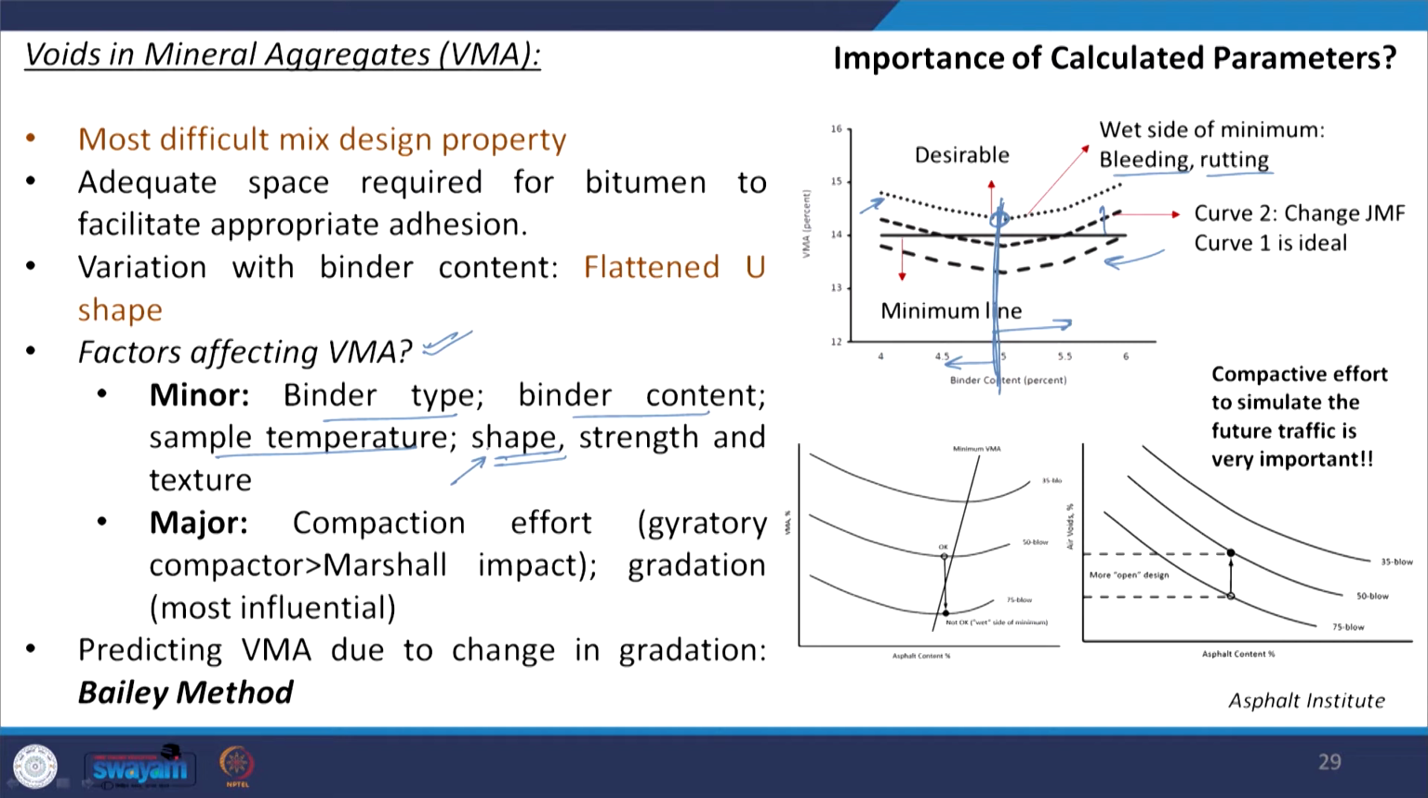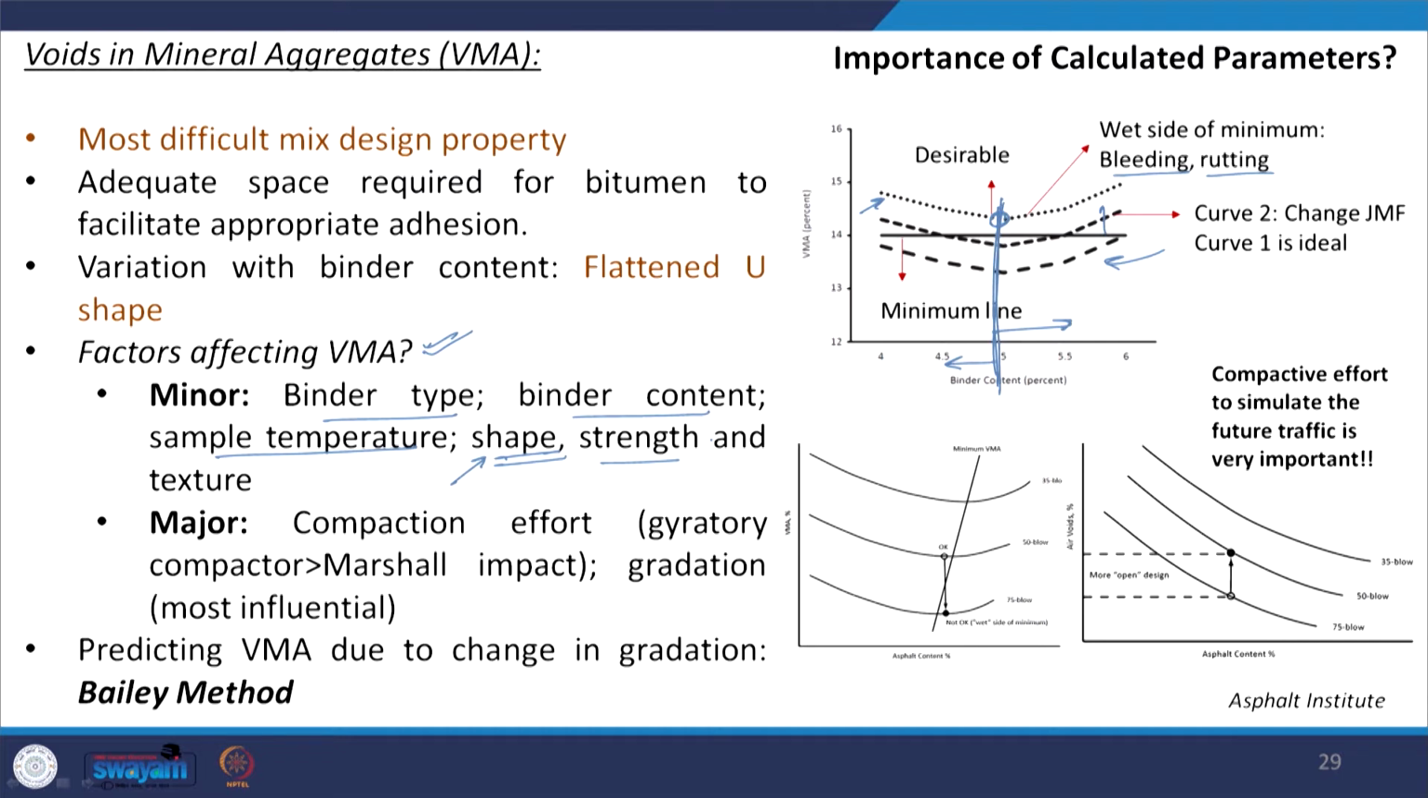gradation. And of course, the strength and texture, in the sense that when you are compacting it, if your aggregate tends to break, the VMA will again change. When I say texture, this is more related to workability: if you have rough texture, it will have more friction between the aggregate particles. So, the compaction or densification which is achieved will be lower, because more resistance to compaction will be given by that particular mixture.